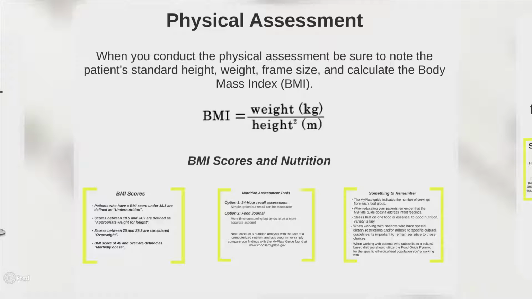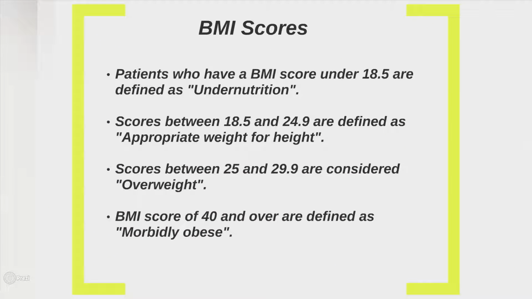When conducting a patient's physical exam, be sure to note the patient's standard height, weight, frame size, and calculate the body mass index using the formula BMI equals kg divided by m squared, which is kilograms divided by meters squared. Patients whose BMI is under 18.5 are defined as undernutrition. Scores between 18.5 and 24.9 are defined as appropriate weight for height. Scores between 25 and 29.9 are defined as overweight, and a BMI score of 40 and higher is defined as extreme obesity.